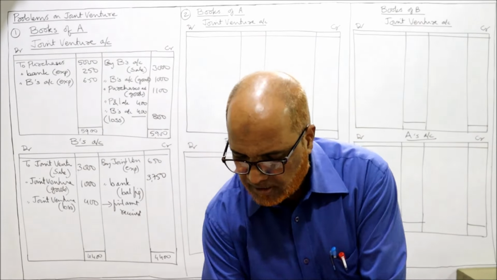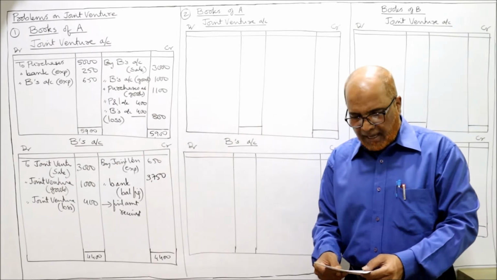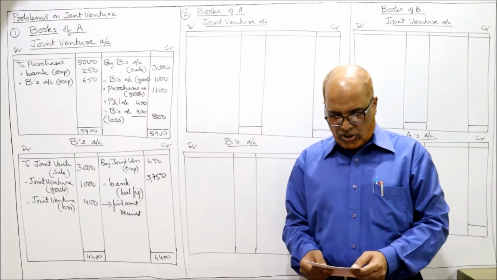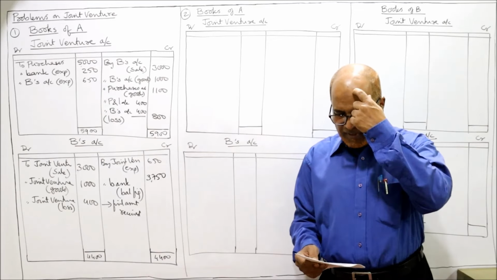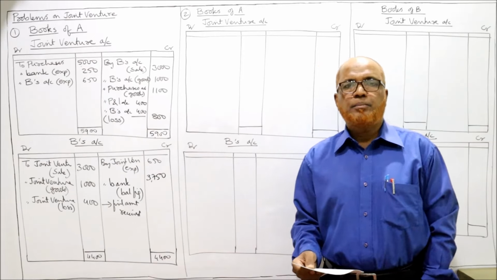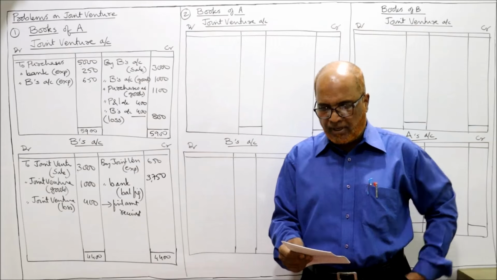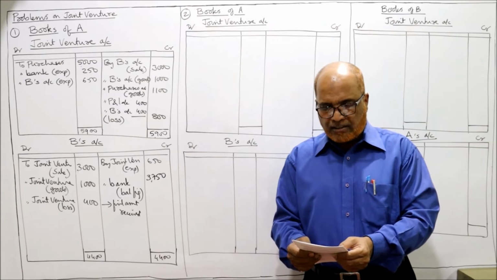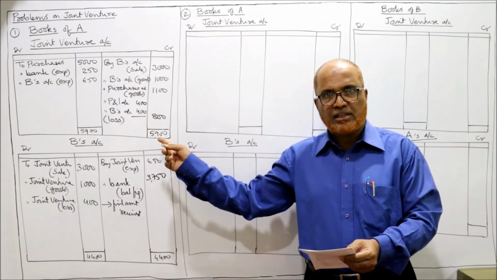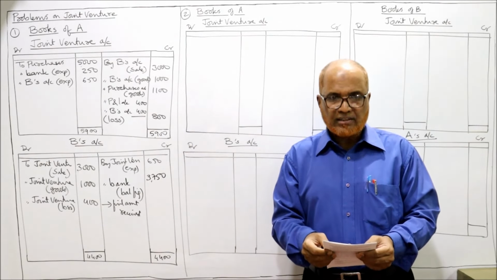That's it. Now see the second problem, problem number 2. A and B enter into a joint venture, agreeing to share profits and losses in proportion of 4/5 and 1/5 respectively. In the previous problem it was equal profit sharing ratio. Now it is 4/5, 1/5. A supplies goods to the value of 5,000 and incurs expense of 400, just like the previous problem.